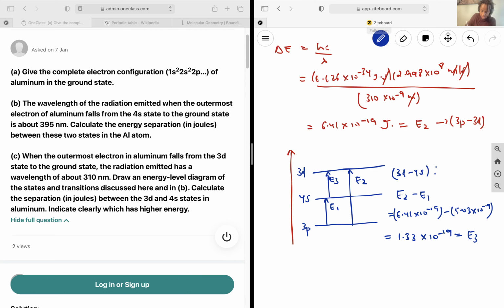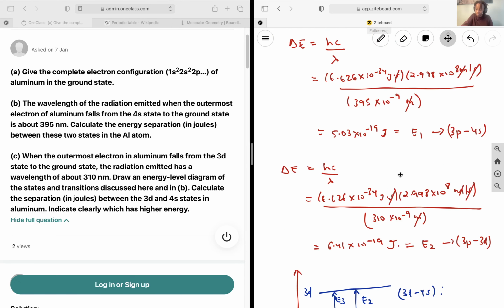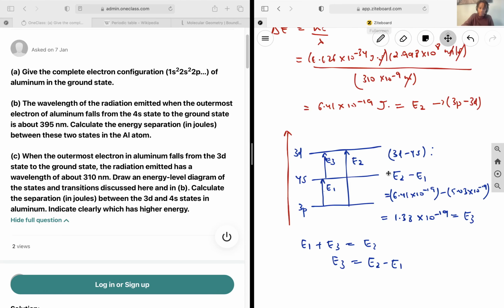If you don't understand how we got E2 minus E1, you can quickly see here that E1 plus E3 is equal to E2. Isolate for E3, and you get E3 is equal to E2 minus E1, which is the formula we used here. And from this, as we expected, 3D is higher in energy than 4S. You can predict that from the beginning of the question if you just use Madelung's rule or read through the periodic table as described before.